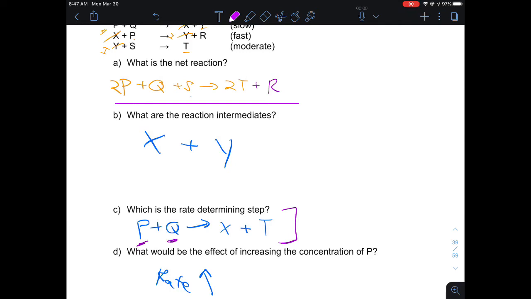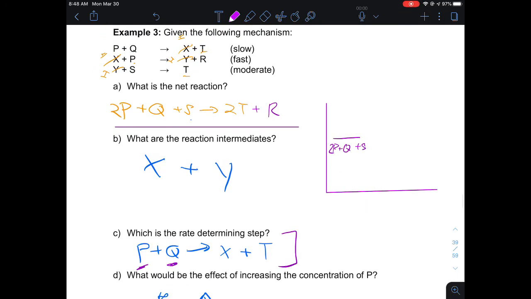So this is the slowest step of the reaction mechanism. So we are talking about a reaction mechanism that looks something like this. It starts out with P and Q and S. We have the original setup. We're going to have some products. It doesn't matter. Let's do this one as an endothermic. We haven't done an endothermic one yet. This is where you're going to have your 2 T's plus your R. And then there's going to be the slowest step.